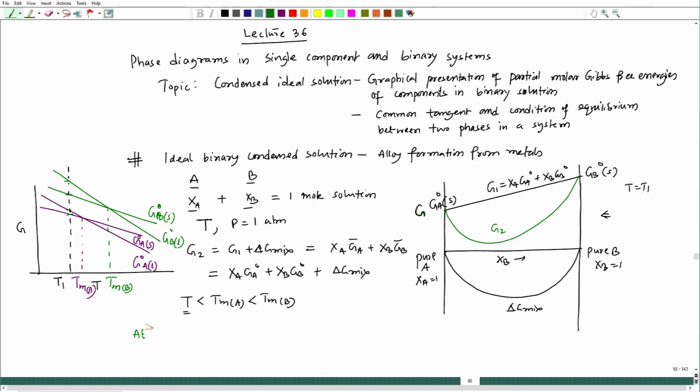Now, if I look at all those conditions as we have understood in the previous lecture, at T equal to T1, liquid, solid, I can take G B naught solid to be 0 and G A naught liquid is greater than G A naught for solid. So, here also I can take G A naught solid to be 0. So, if I take these reference values, let us see how this plot modifies.